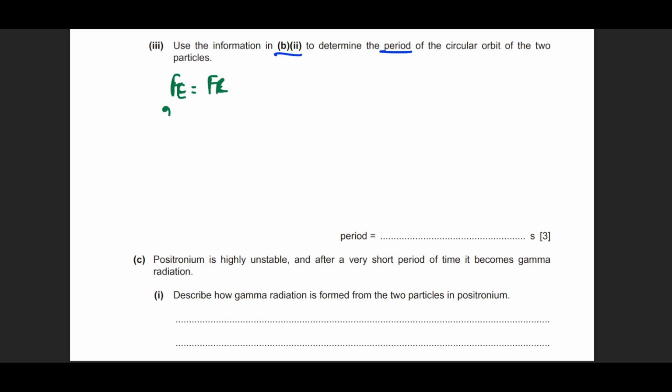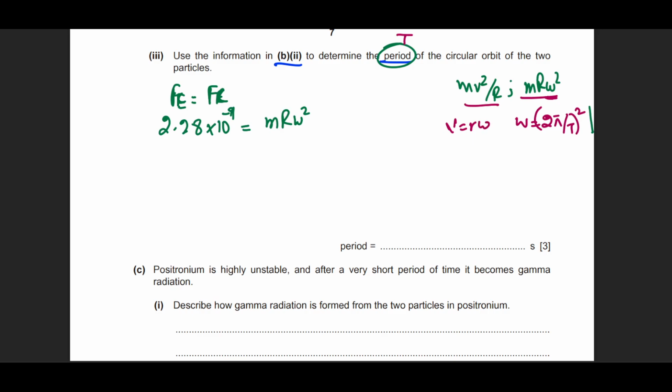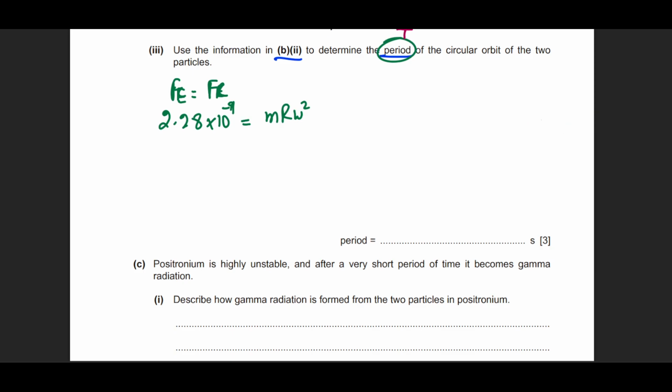So the electric force we found in the previous part was 2.28 × 10^-9 newtons, equal to the centripetal force, which is going to be mrω². Since he's asking me about the period, the problem is I have two formulas for centripetal force, mv²/r and mrω². Out of these two, only mrω² gives me the liberty to use (2π/T)² eventually. So the period T can only be found by this. I could have used mv²/r, but then I'd have to use v = rω one more time at another stage. So no point in doing that in two steps. We can do this in one single step by using mrω².